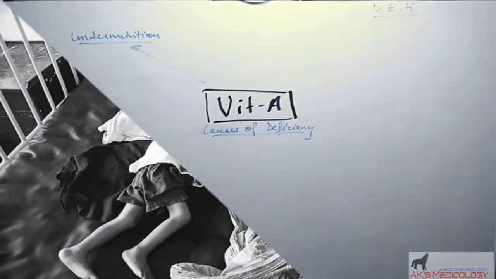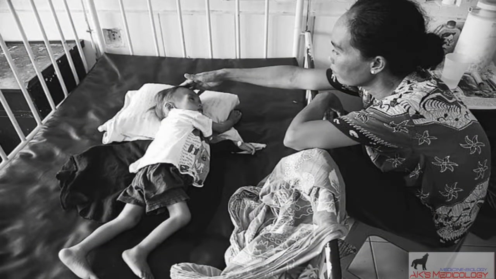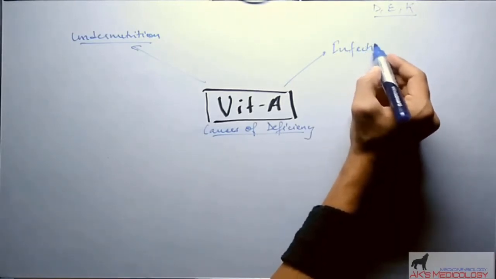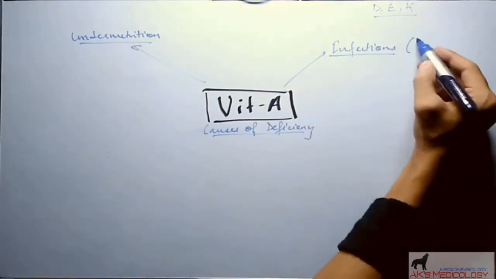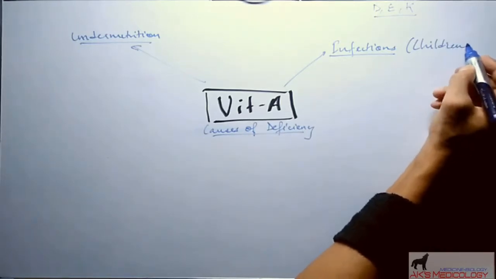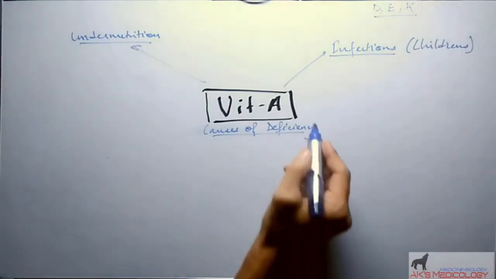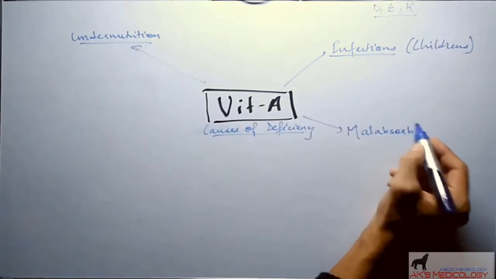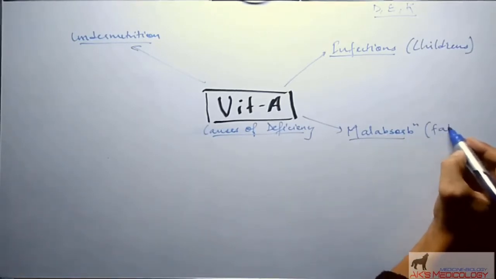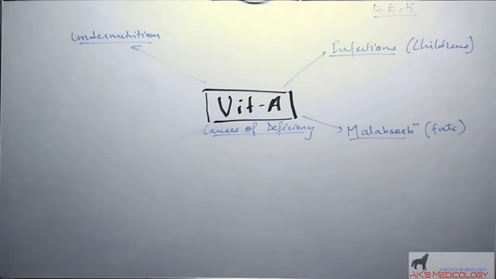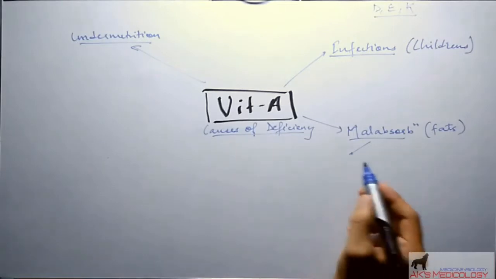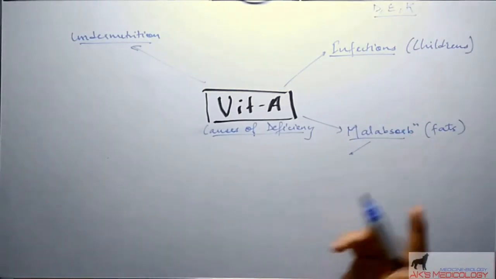Causes include lack of nutrition, which is generally seen in developing countries or because of poverty. Second are acute or chronic infections, generally seen in children. Third, and the most important, is malabsorption, generally of fats, as vitamin A is a fat-soluble vitamin. Malabsorption may also be caused by various further diseases, malabsorption then being the secondary cause.